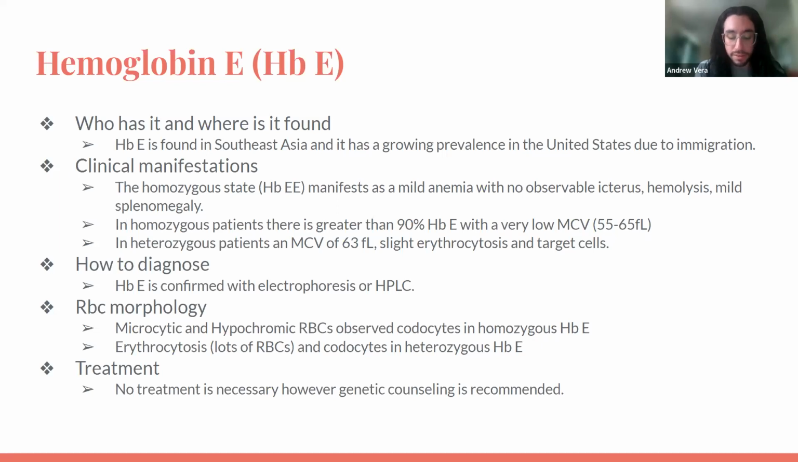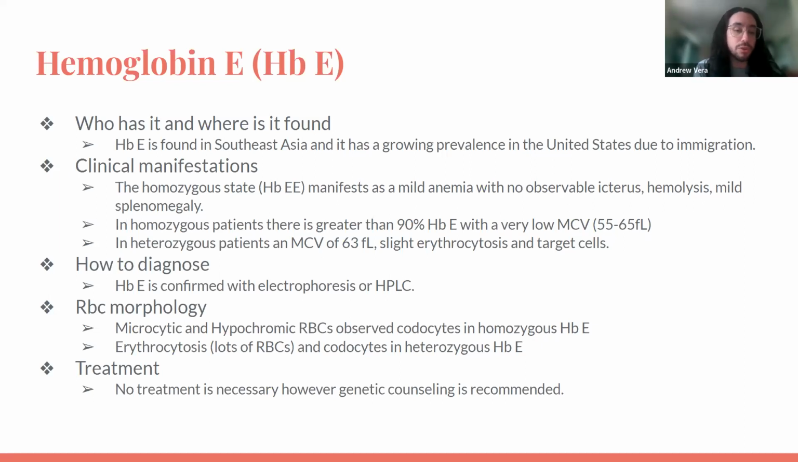Homozygous HbE manifests as a mild anemia with microcytes and target cells. It has no observable icterus, which is jaundice, no hemolysis really, and there is usually mild splenomegaly though. Homozygous patients with 90% hemoglobin E will have a lower MCV, so they're microcytic. In heterozygous patients, the MCV is 63 femtoliters, so they're also going to have some microcytic cells and slight erythrocytosis and target cells.